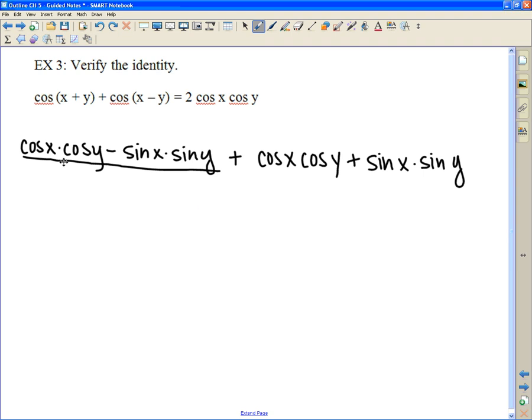Looking at this, do I have any like terms that I can combine or simplify? I have cosine x, cosine y, cosine x, cosine y. I have two of them. So 2 times cosine x times the cosine of y. And then I have a negative sine of x, sine of y, and a positive sine of x, sine of y. So those two will simplify to 0. So you're done. You finished this problem. You ended up with what was on the right.